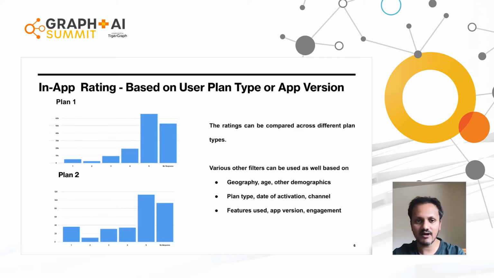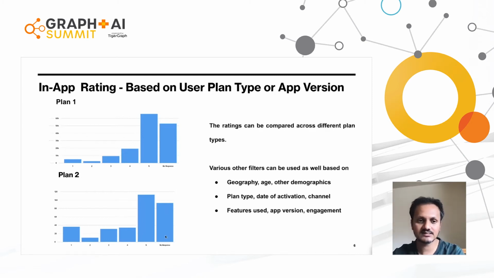The next advantage for in-app rating is that you can do a lot of comparison to really understand what your customers care about, who your customers are, and what makes them happy and satisfied with the app. For example, in this chart there are two plan types in this particular product. You can look at in-app ratings and compare which plan has higher satisfaction. Here you can see more people have given a 5-star rating, so maybe plan one is better. So you can compare different plans and understand the satisfaction score for different types of user segments.